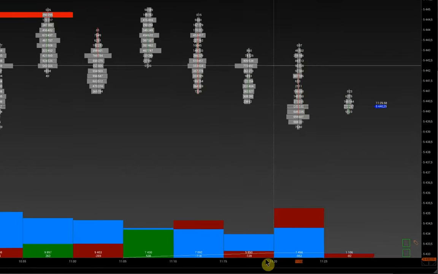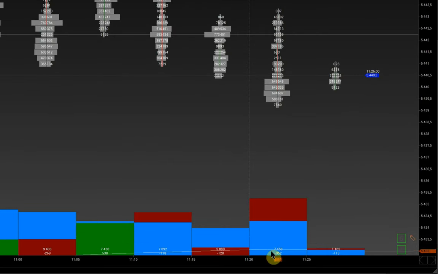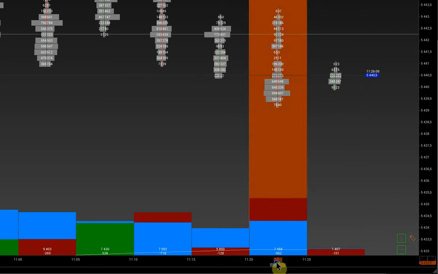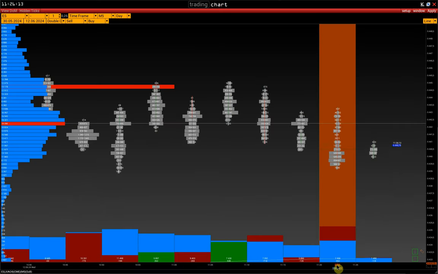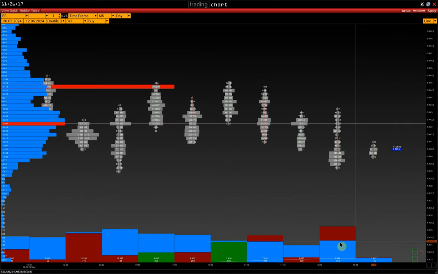The delta on the vertical histogram shows the balance of power for each bar. In this case, for every 5 minutes. We see the traded volume and the delta, in other words, the difference between the total volume of buys and sells for every 5 minutes.